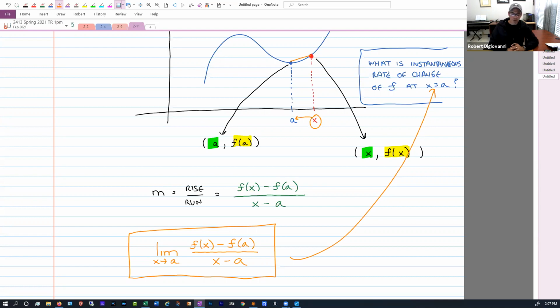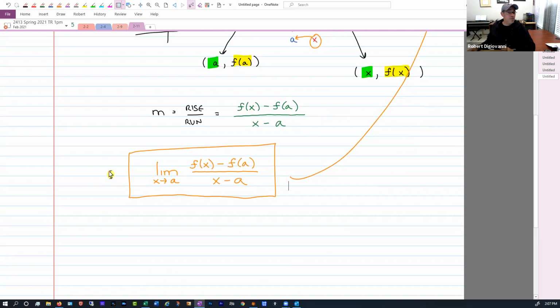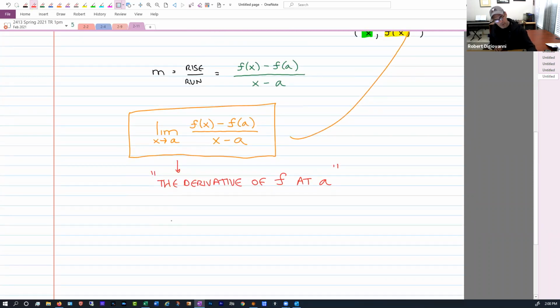All right. Actually, let's define it right now. This thing is used so much in calculus that we have a special notation and a special name for it. This thing is called the derivative of f at A. And we have a special notation for it. Here's the notation we use.